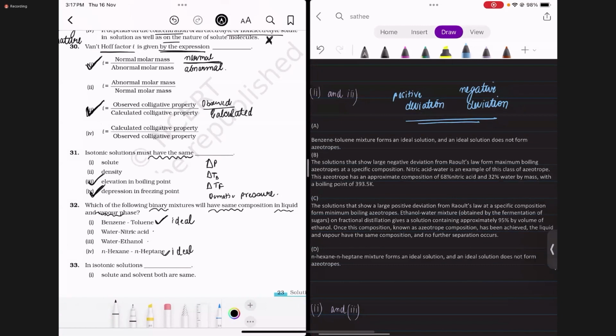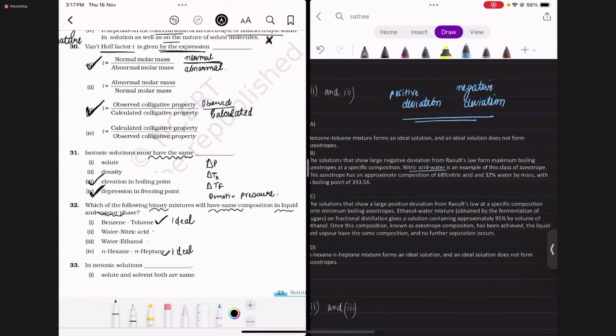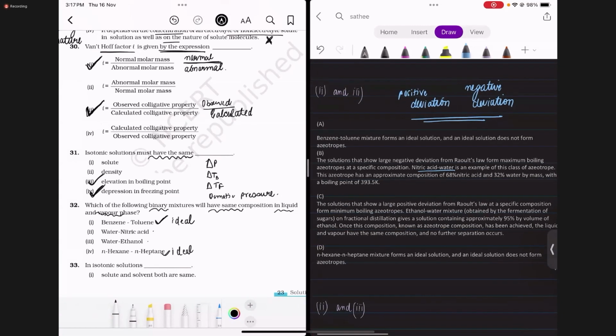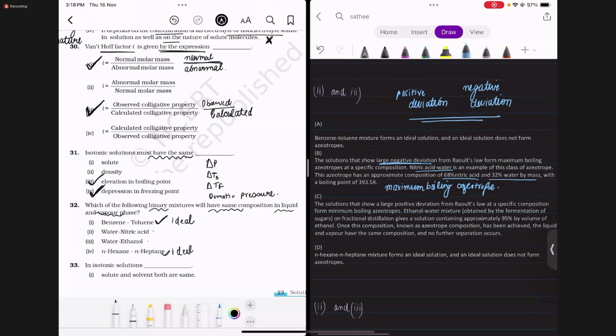Water and nitric acid जो solution बनाता है, it is an example of showing large negative deviation from Raoult's law, and if it is showing negative deviation from Raoult's law, then it will form maximum boiling azeotrope. और अगर maximum boiling azeotrope बनेगा, so they will have the same composition in liquid and vapor phase. So same composition at liquid and vapor phase होगा with a boiling point of 393.5 Kelvin.